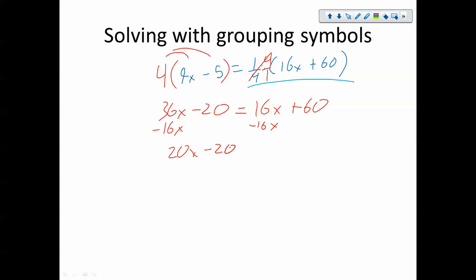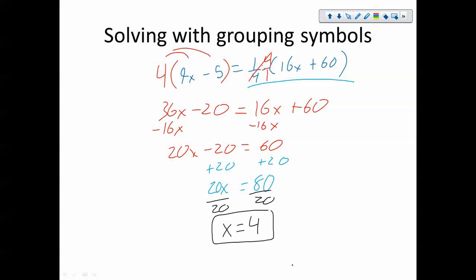20x minus 20 equals 60. And from here, we're going to add 20, and we're going to get 20x equals 80. And then as our final step, we're going to divide by 20, and we're going to get x equals 4. And that's our final solution.